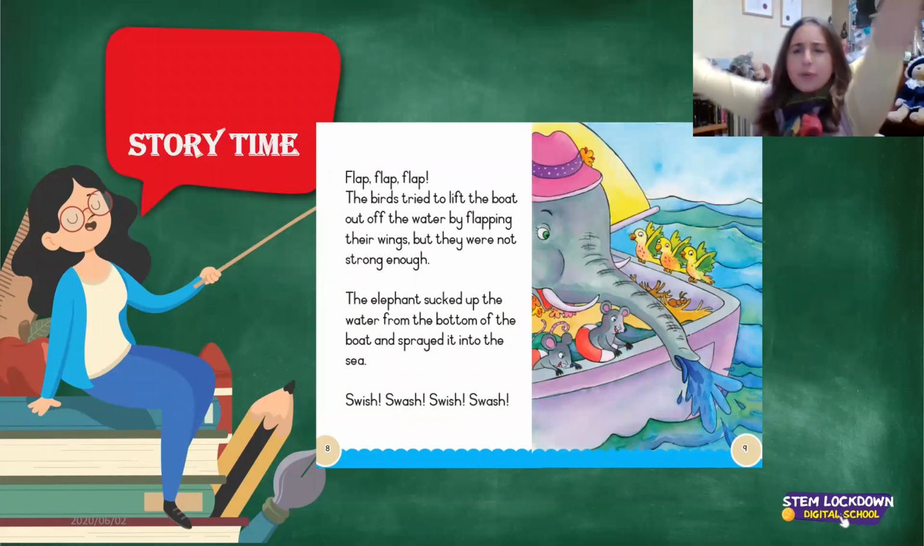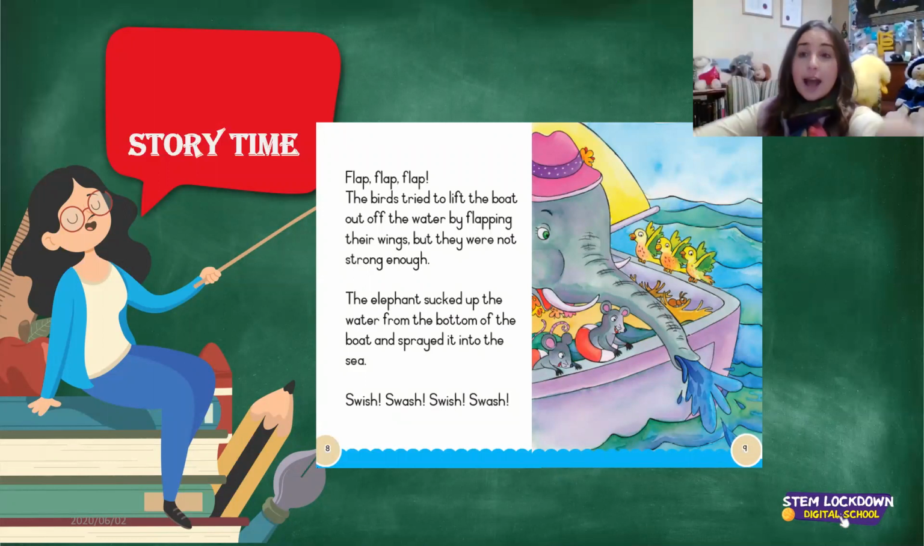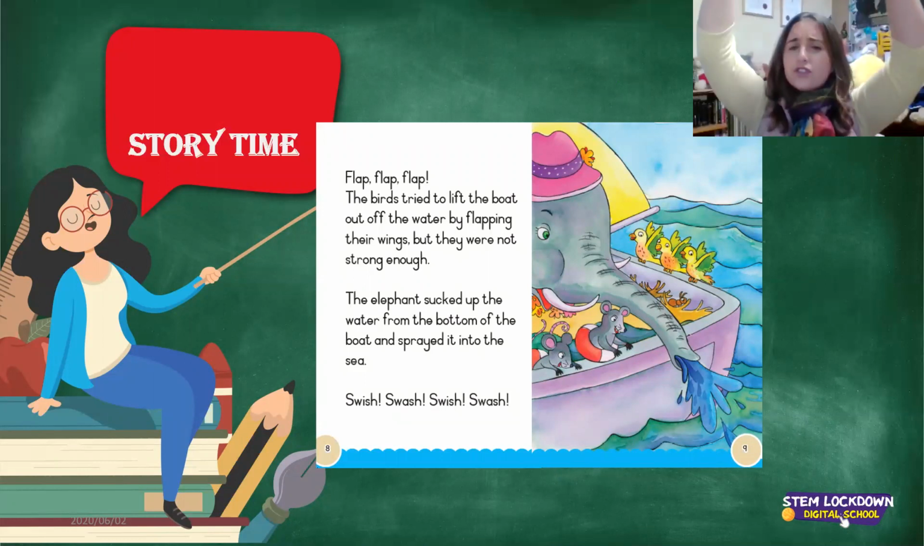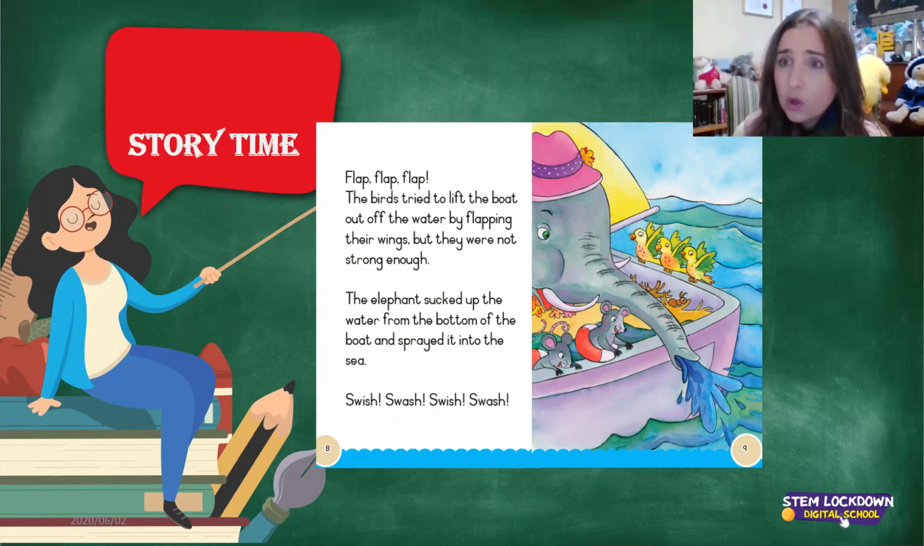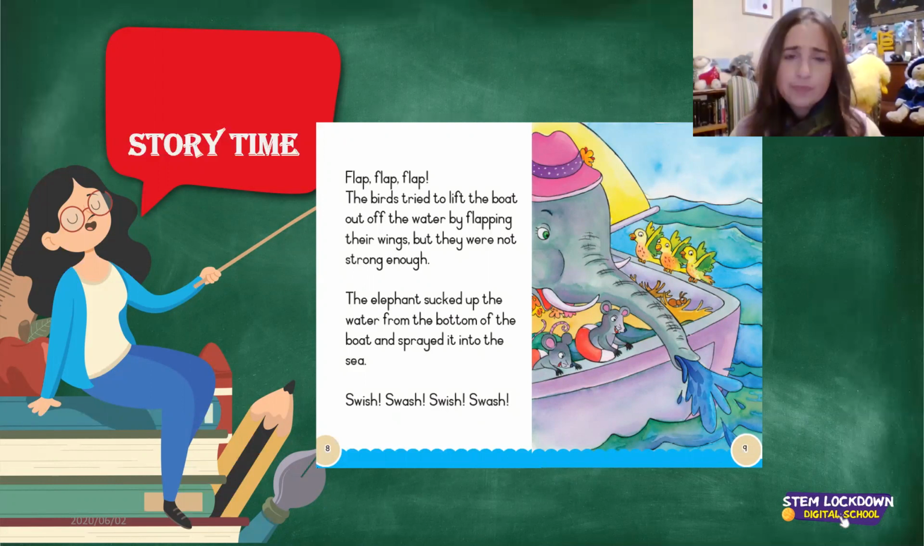Flap, flap, flap. Can you flap? Can you go flap, flap, flap? That is flying. The birds try to lift the boat out of the water by flapping. Can you flap your wings? But they were not strong enough.